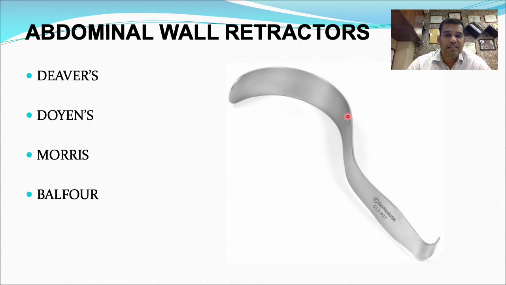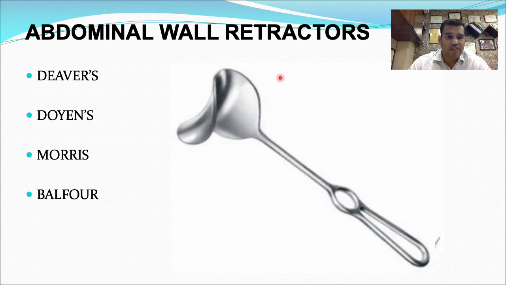What is the part? This is the blade part, and this is the shaft. This part is the shaft of the instrument. Then what is the use? I already told you. And the fourth is method of sterilization, which remains the same, that is autoclaving.